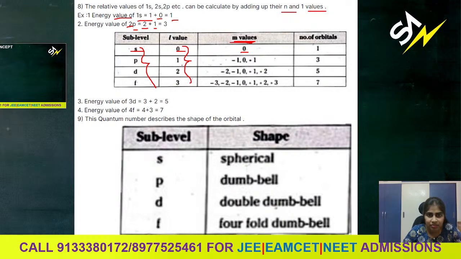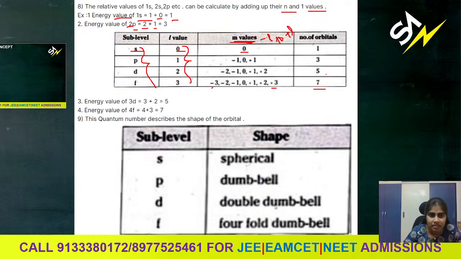For P it is 1. It means M ranges from minus L to plus L, in which 0 is also included. So you can write here P as minus 1, 0 and plus 1. Completely there are 3 number of orbitals. For D there are 5 number. For F, minus 3 to plus 3. Completely there are 7 number of orbitals.